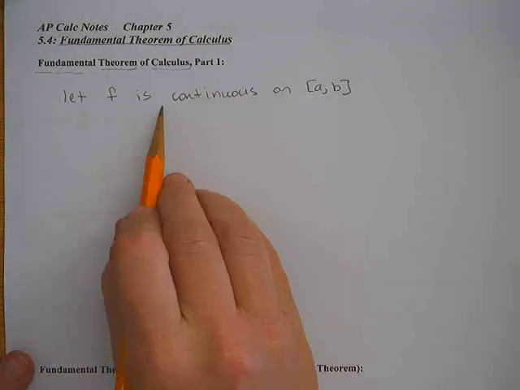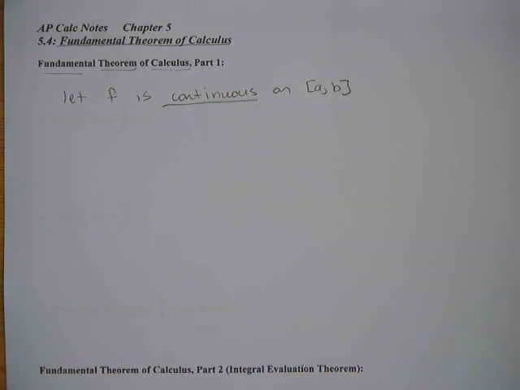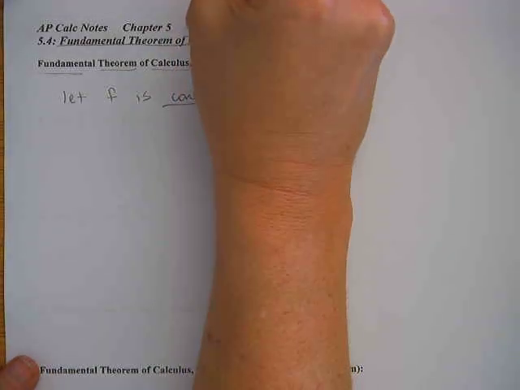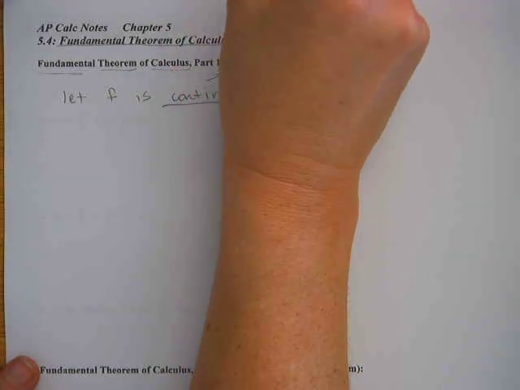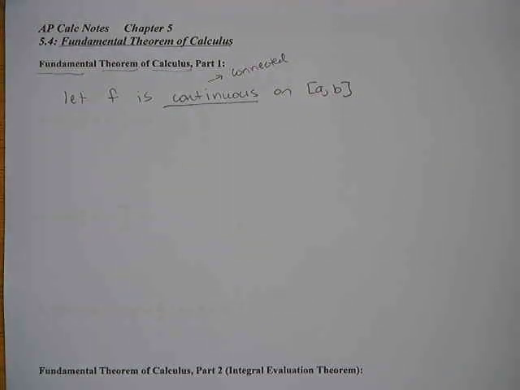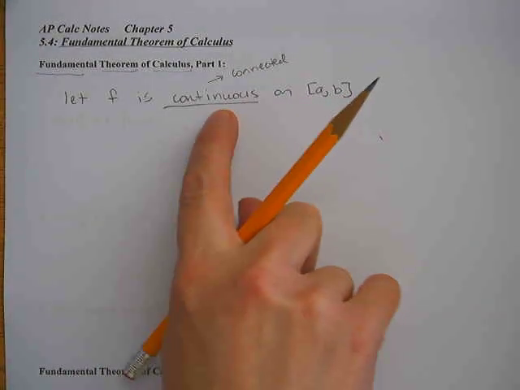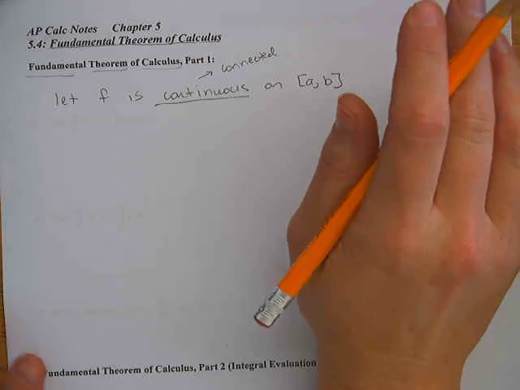And also, you might notice that a lot of these theorems and definitions and things all rely on f being continuous, which is why we spent so much time talking about what continuous means back in chapter 2. But basically, we're looking for a graph that is connected everywhere. No holes, jumps, or asymptotes on an interval. So it has to be continuous on an interval.